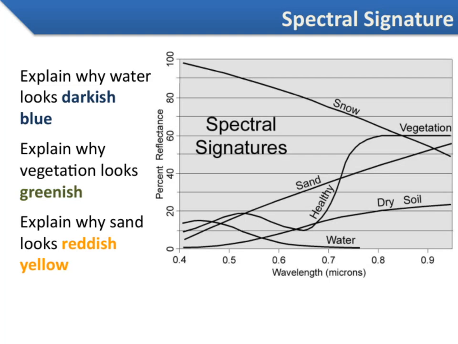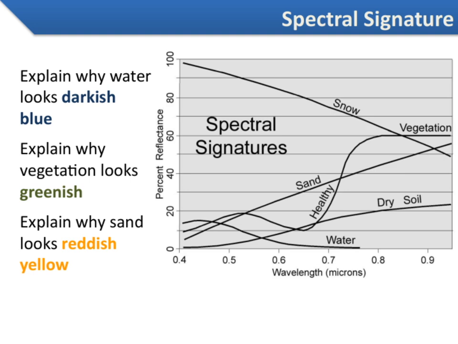Let's wrap up by discussing the spectral signature, which really helps us understand how different surfaces appear in remote sensing images. First, why does water look darkish blue? Well, water absorbs most of the longer wavelengths like red and yellow, but it reflects and scatters shorter wavelengths, especially blue. That's why water bodies often appear blue or darkish blue, especially when they're deep.